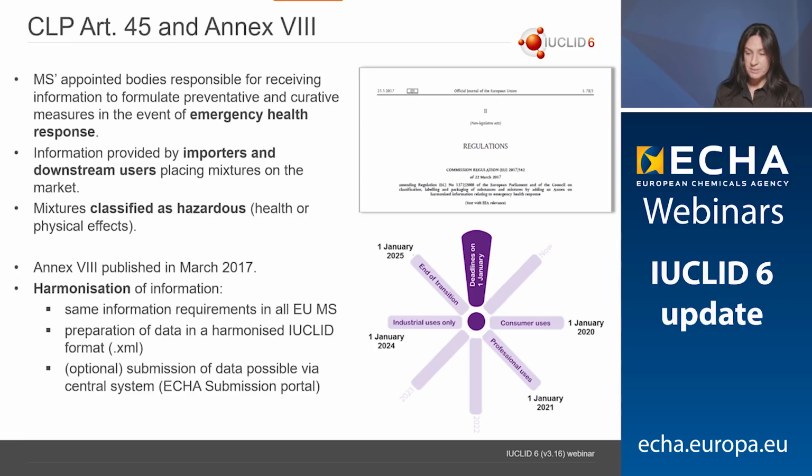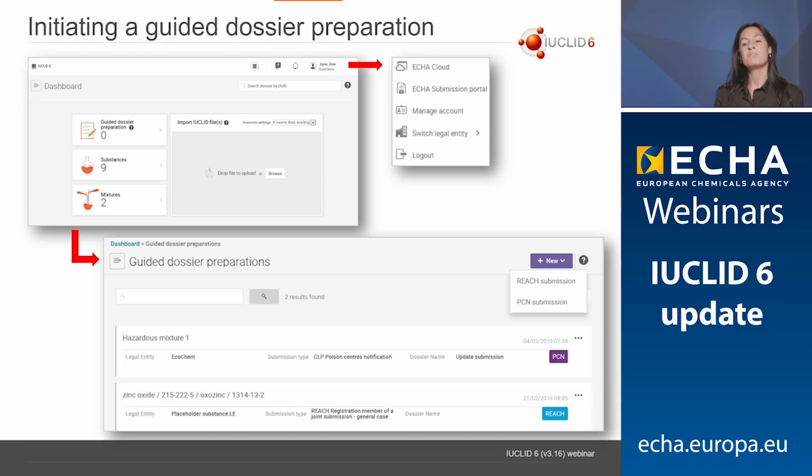Now, if the notification has already been sent at national level, the duty holder has time until 1st January 2025 to update the information according to the new harmonized format as foreseen by Annex VIII. Keeping this in mind, ECA has developed this tool to support industry to prepare its PCN notifications.